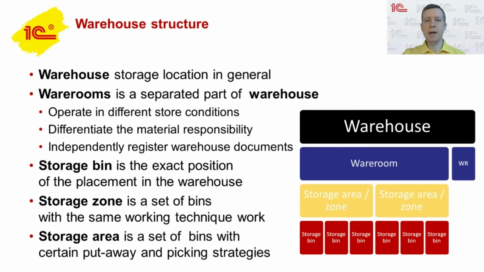To determine the exact position of placement of goods in the warehouse, we can use storage bins. Depending on working technique, we can allocate storage zones. For example, it could be a manual selection area, loader work area, high-rise stacker work area, and so on. A set of bins with a certain put away and picking strategy is a storage area.